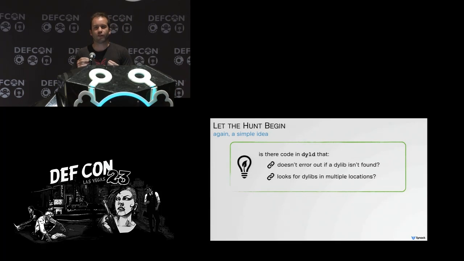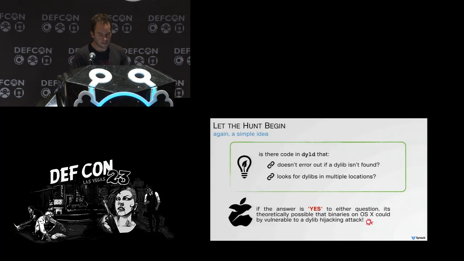So let's talk about finding some logic that we can abuse to perform a dylib hijack attack. So basically we want to look for two scenarios. The first scenario we want to look for, is there code within the loader that doesn't error out if a dylib is not found? And then the second scenario we want to look for, is there code, again, within the loader that looks for dylibs in multiple locations? In either case, if the answer is yes, we may be able to hijack via a dylib hijack.